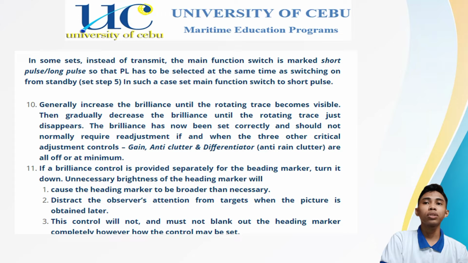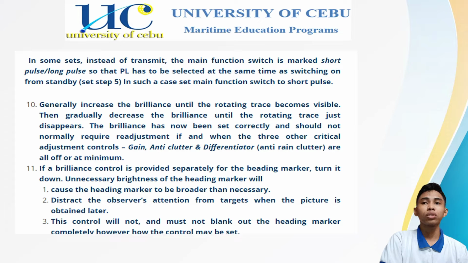Number 10. Generally increase the brilliance until the rotating trace becomes visible. Then gradually decrease the brilliance until the rotating trace just disappears. The brilliance has now been set correctly and should not normally require readjustment, if and when the three other critical adjustment controls, the gain, anti-clutter, and differentiator or anti-rain clutter, are all off or at minimum.